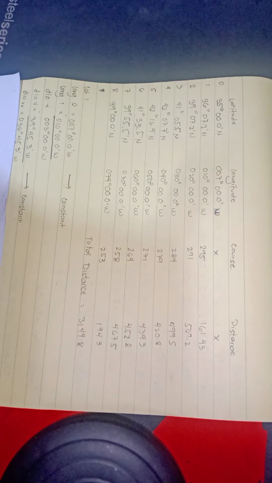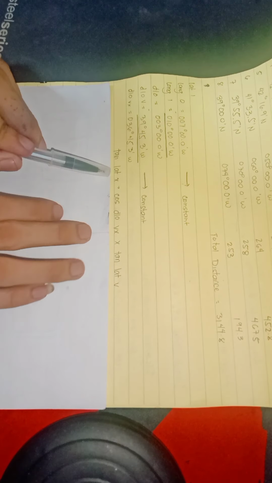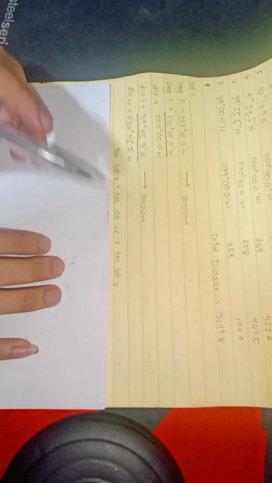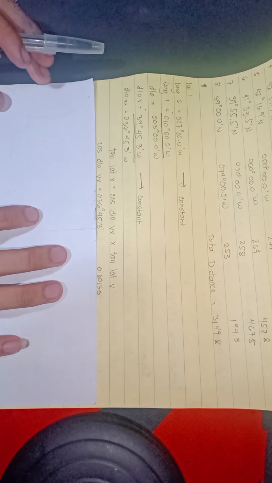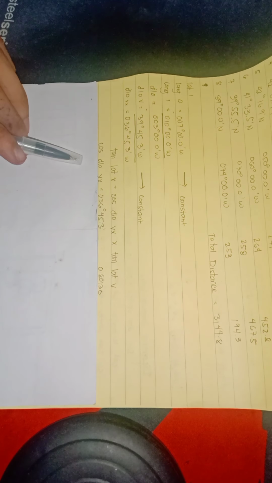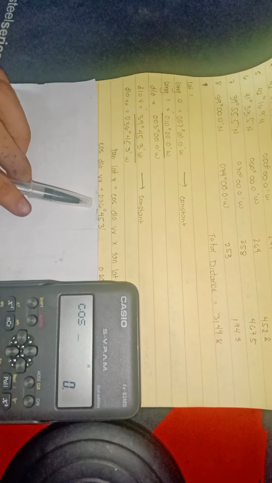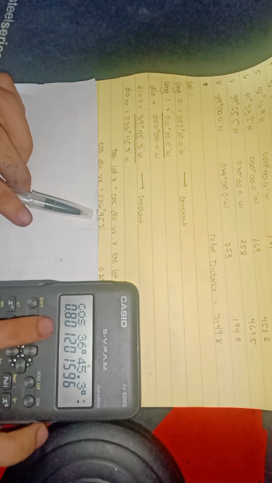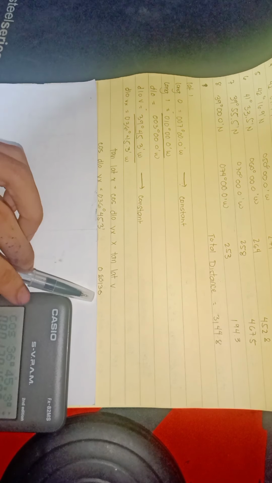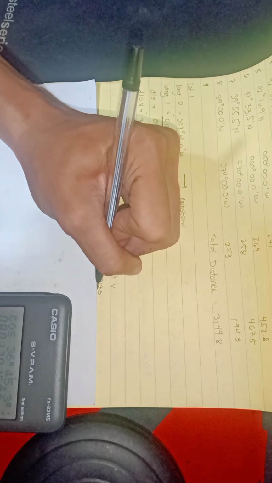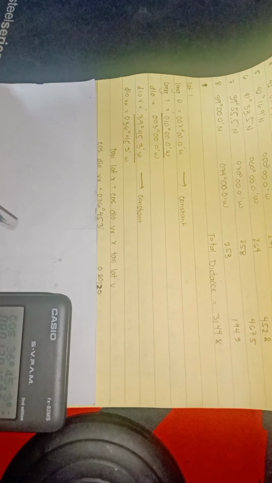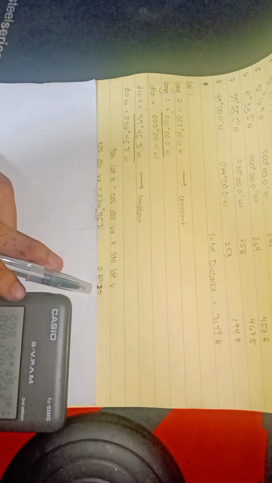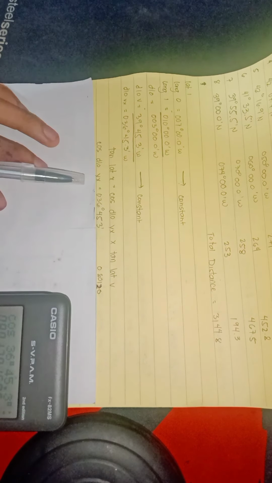After we get the D-long vertex, we move to the formula: tangent latitude X equals cosine D-long vertex times tangent latitude vertex. We will first solve the cosine D-long vertex. The D-long vertex is 36 degrees 45.3 minutes. To put it in the calculator, type cosine 36 degrees 45.3 minutes. So the answer is 0.80120.